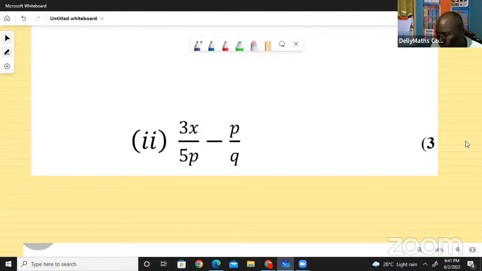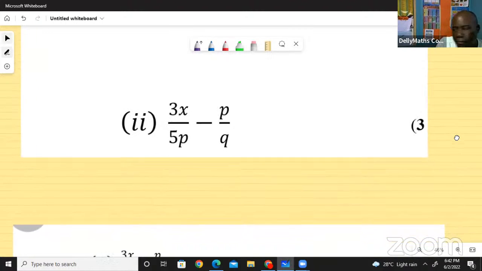We have more coming. Here we have another idea. If you feel like you want to work it, go ahead. All right, work it out. But this is what it says, though. It says 3x over 5p minus p over q. All right, Mario, I see it. Very good, sir.